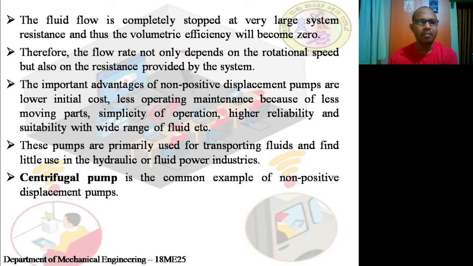The important advantages of non-positive displacement pumps are lower initial cost. The initial cost is very low, and the operating and maintenance cost is also very low, because of fewer moving parts. What happens in a piston and cylinder arrangement? It moves at a very fast rate. Whereas here, the moving parts are limited, so the maintenance cost is less.